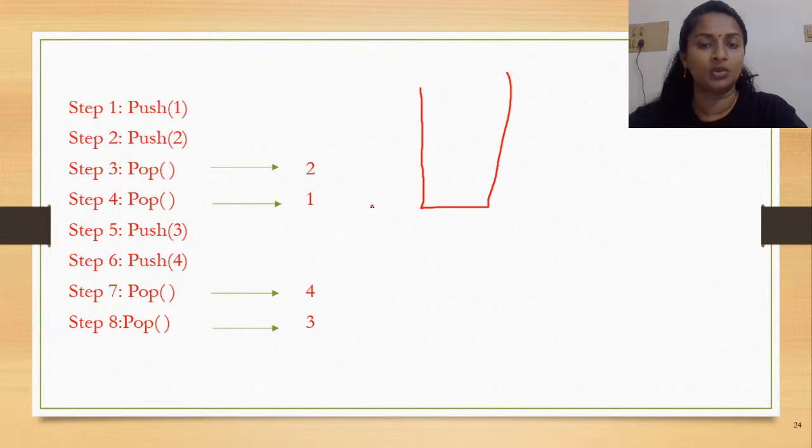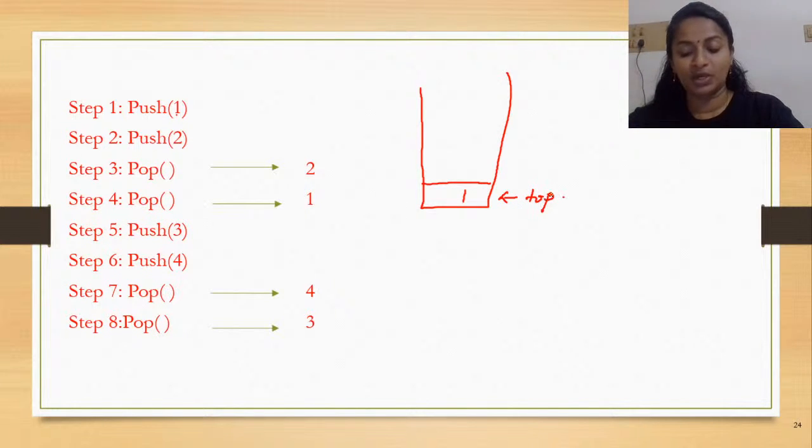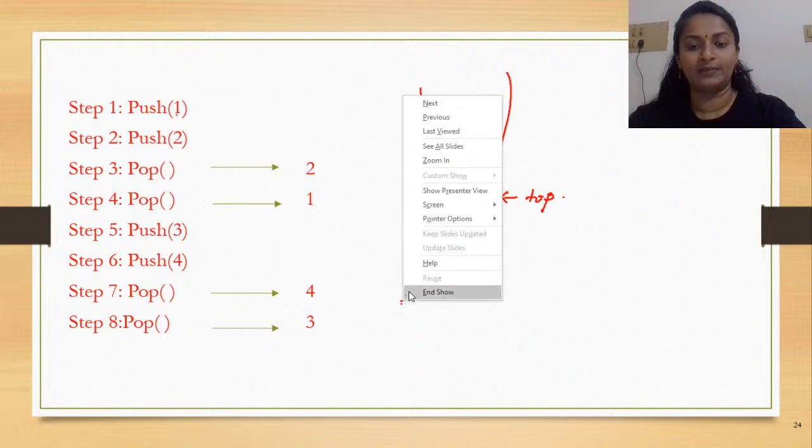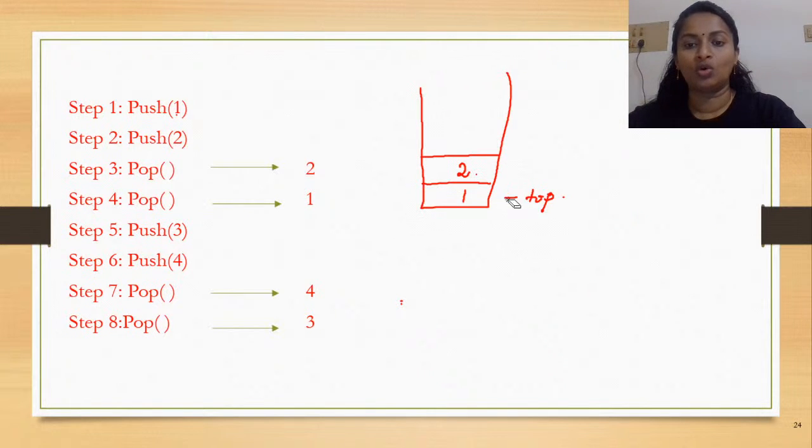Now let's assume this. Let's draw the stack. Okay. You're trying to push 1. So what happens? 1 would be at the bottom of the stack. Right now top is pointing to 1. What is the next operation? The next operation is pushing the value 2, right? So what would happen? 2 would be pushed onto the stack and it would fall on top of 1, right? So where will your top be pointing now? The top would be pointing to 2, right?